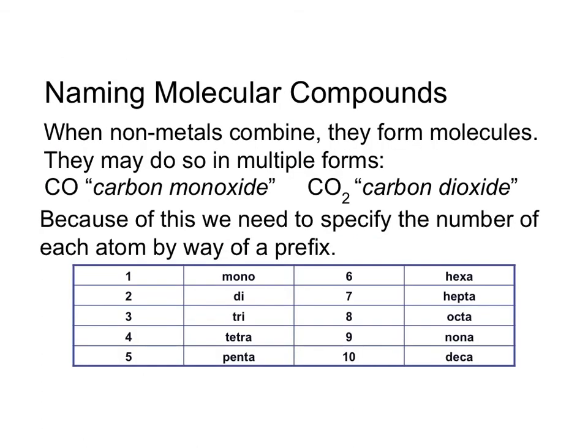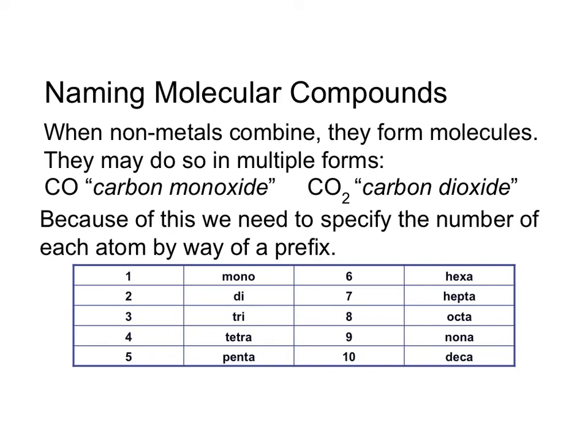We have to treat molecular compounds a little bit differently. Due to the ways that nonmetals combine, they can do so in multiple ways. For instance, when carbon and oxygen come together, we can either have one carbon atom and one oxygen atom, which would be carbon monoxide, or one carbon atom and two oxygen atoms, which would be carbon dioxide. Therefore, simply saying carbon oxide, as we would have for ionic compounds, does not give us the information that we need in order to come up with the chemical formula.